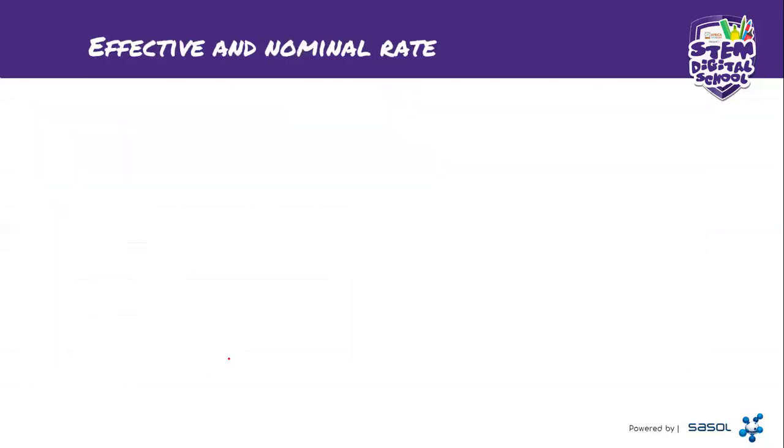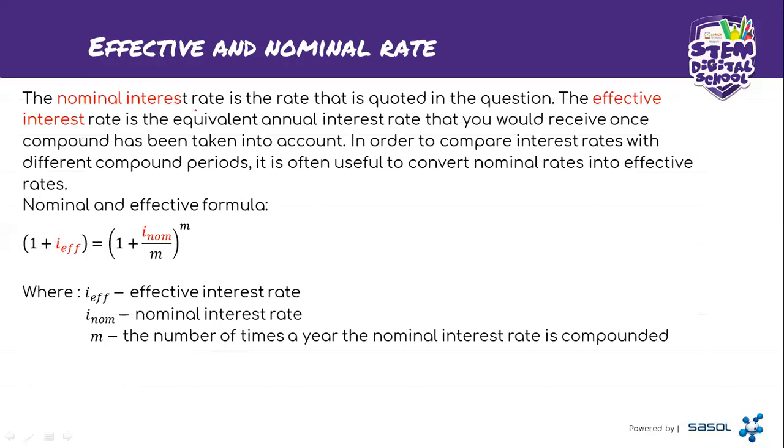Okay. And then effective and nominal rate. We are now into effective and nominal rate. They say the nominal rate is the rate that is coded into the question. The effective rate is the equivalent annual interest rate that you will receive once compounding has been taken into account. In order to compare the interest rate with different compound periods, it is often used to convert nominal rate into effective rate. So this is the formula that you're going to use to calculate whether the effective rate or the nominal rate, right? These two.